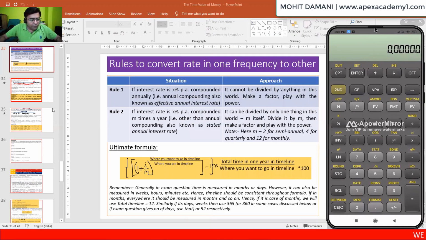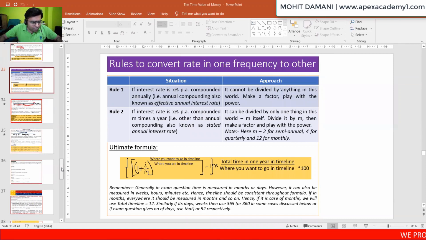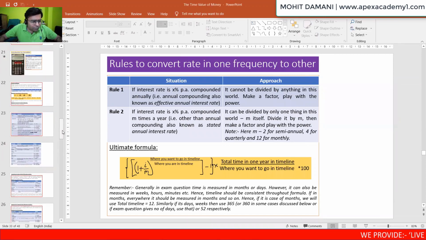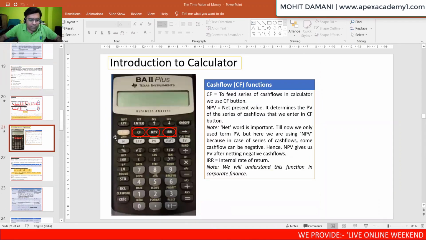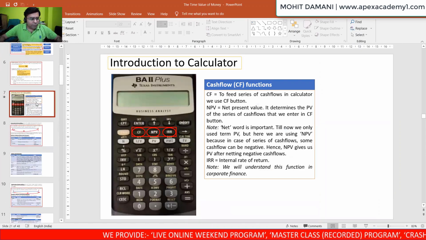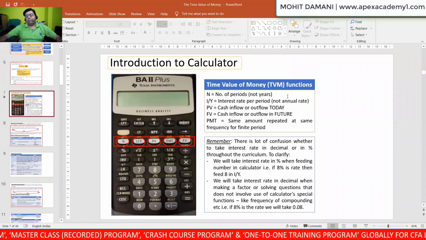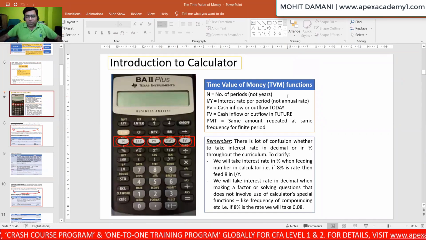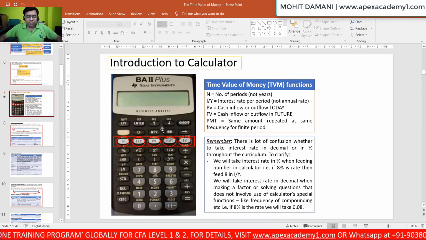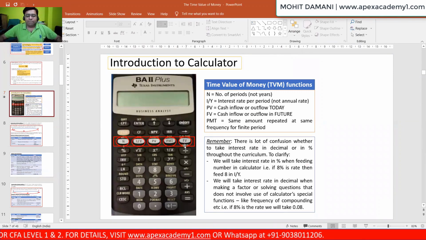The time value of money function. Yeah, one second, this is the CF function. This is not time value of money. Here it is, the time value of money function. The time value of money function is helpful. So in the time value of money function, there are 5 buttons that you can see.